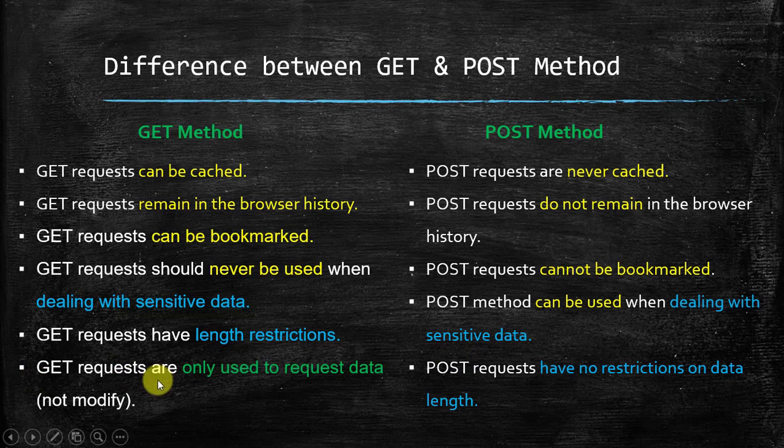Get requests are only used when we want to request the data. This method is used only to request the data. But if we want to modify the data, then we cannot use this get method. If we want to modify any data, then we can use post method. So this is the main difference between get and post method.